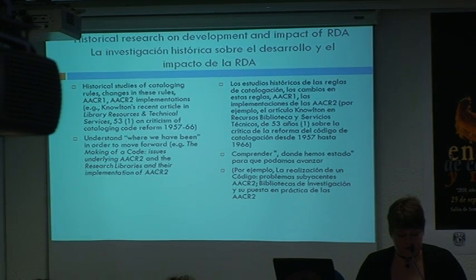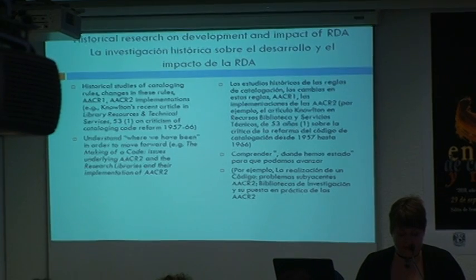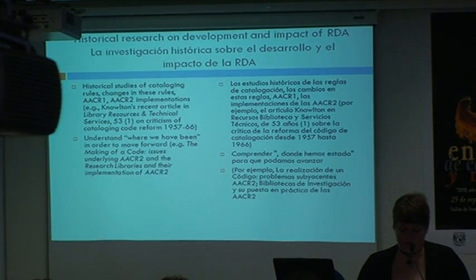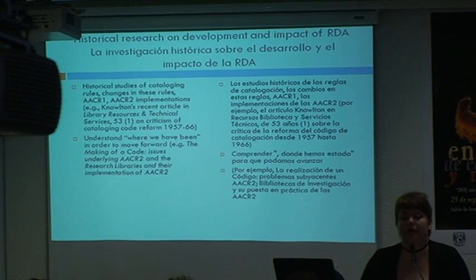There are a couple of great books that I found that give us accounts of the impact of AACR2 in the late 1970s and early 80s. One is The Making of a Code: Issues Underlying AACR2, and another is Research Libraries and Their Implementation of AACR2, which has case studies in it on how they went about implementing. I found very interesting things in there that I think we could apply when, or if, I prefer to say when, we get to implementing RDA.